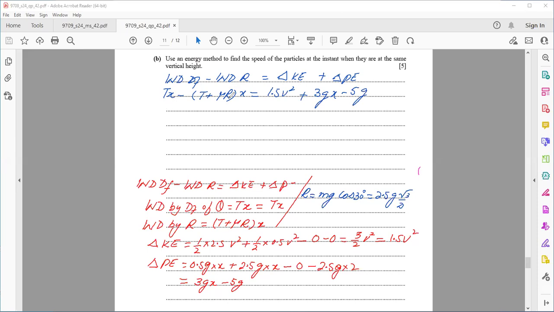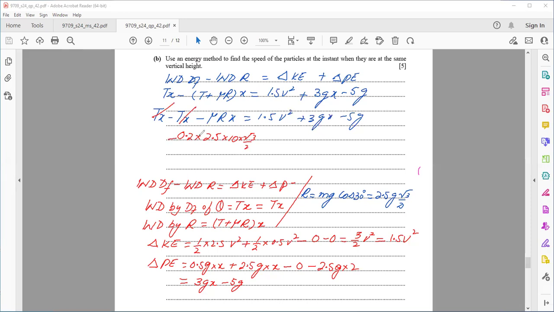So tx, and I will expand this bracket, tx minus mu times R times x is equal to 1.5 v square plus 3 times gx minus 5g. Now these two terms will cancel out, minus and minus. The value of mu is 0.2. The value of R is mg. That becomes 2.5, g means 10, and root 3 by 2.